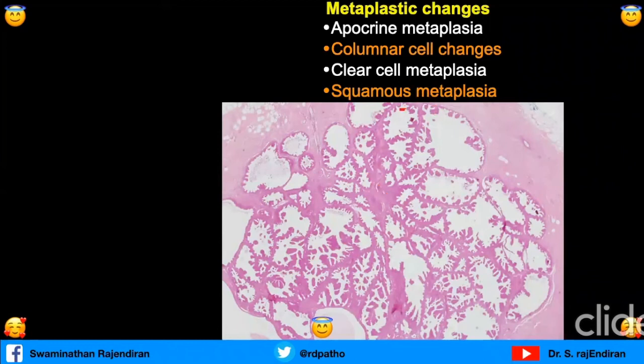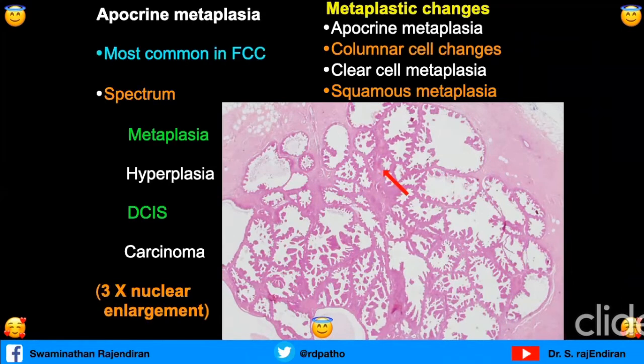We will proceed to metaplastic changes, which are apocrine metaplasia, columnar cell changes, clear cell metaplasia, and squamous cell metaplasia. Apocrine metaplasia is very common in fibrocystic changes. This is the classic example of apocrine metaplasia. And again, any metaplasia can become hyperplastic, it can become DCIS, and carcinoma can develop. But in apocrine metaplasia, 3 times nuclear enlargement is very, very important.